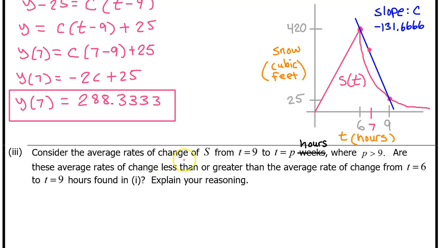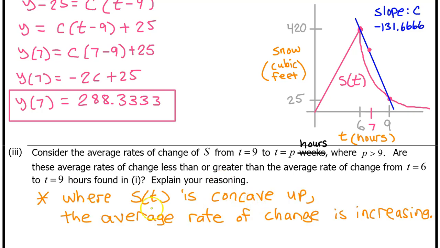B Part 3. Consider the average rates of change of S from t equals 9 to t equals p hours, where p is greater than 9. Are these average rates of change less than or greater than the average rate of change from t equals 6 to t equals 9 hours found in Part 1? Explain your reasoning.